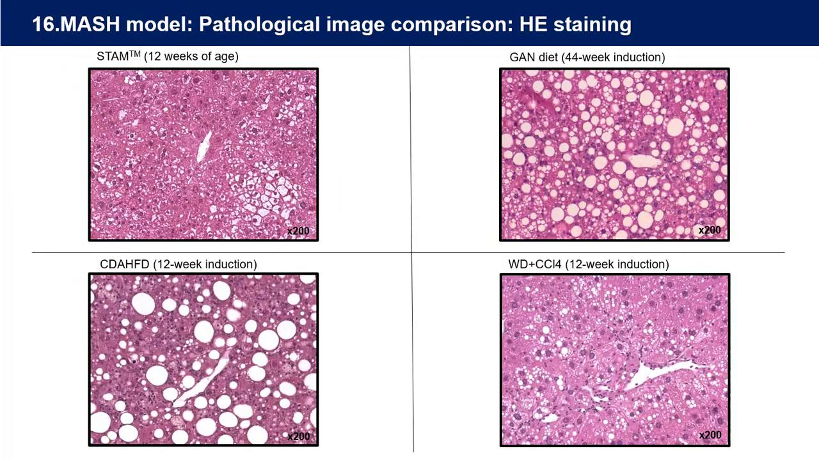HE staining allows us to confirm the basic pathological findings of NASH, primarily fatty infiltration, inflammation, and ballooning. Looking at each model individually, in a STAM model, small droplet fat infiltration predominates, and ballooning degeneration and inflammation are clearly evident, revealing findings similar to those seen in human MASH.